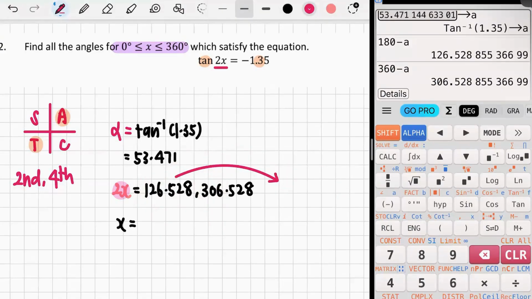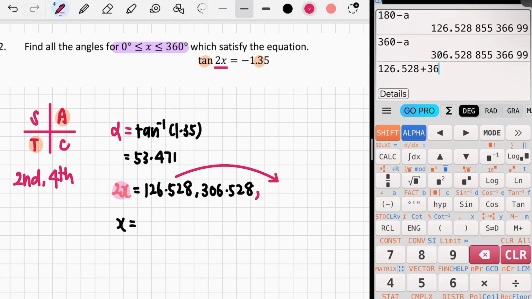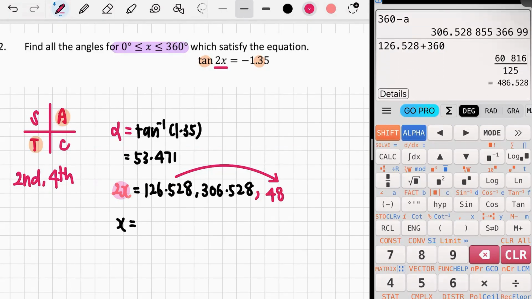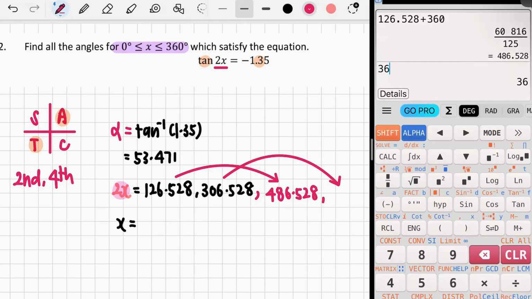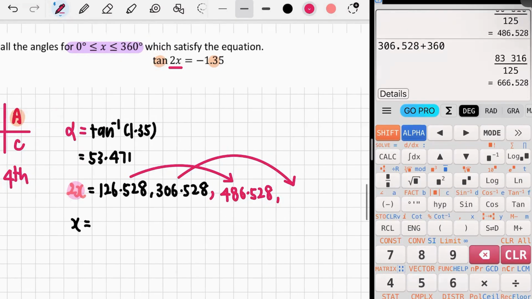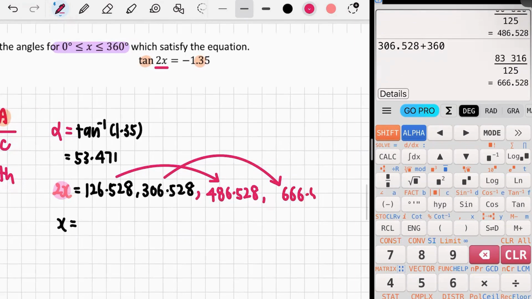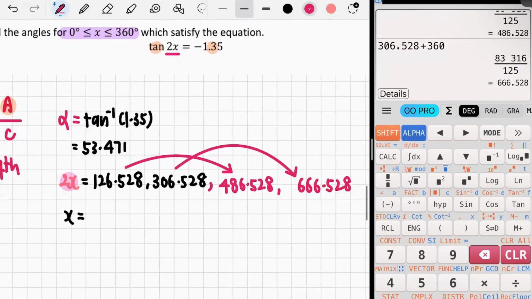So over here, same thing. I'm going to add 360. Okay, so 126.528 plus 360. This is 486.528. This one also go one more round. Okay, add 360. 306.528 plus 360. So this one over here is 666.528. Then now you just need to divide by 2. Okay, everybody divide by 2 because you want x only, right? So if you never find the extra quadrant, right, you got a lot of missing answers from there.